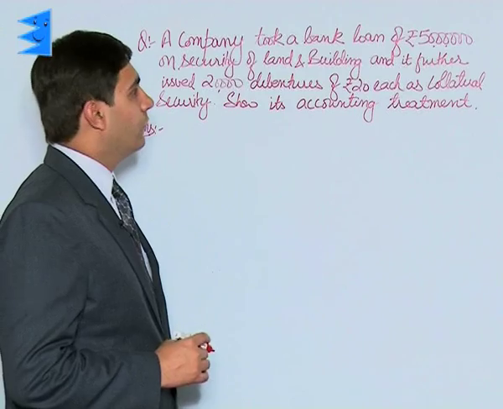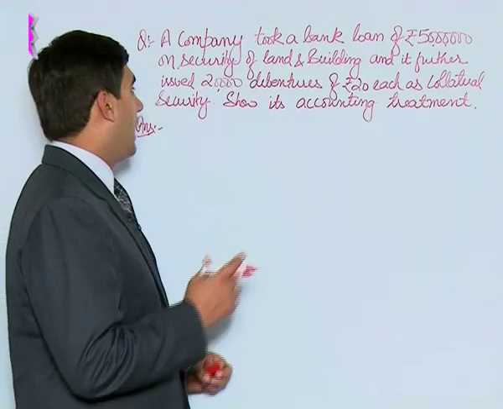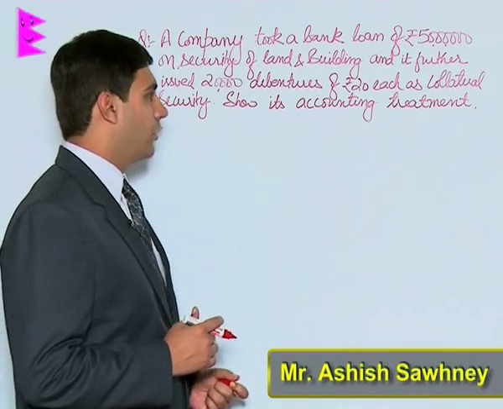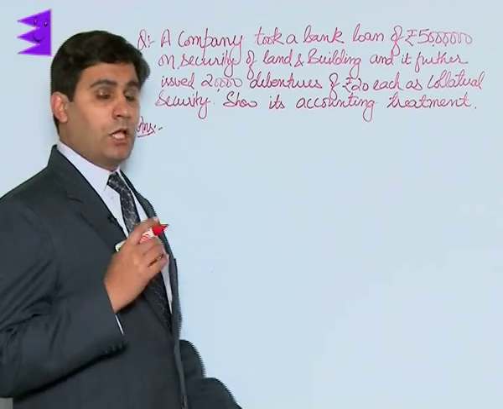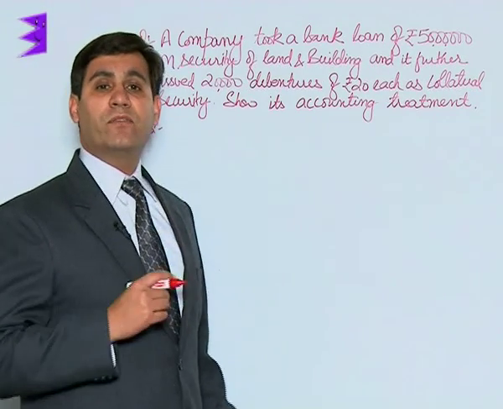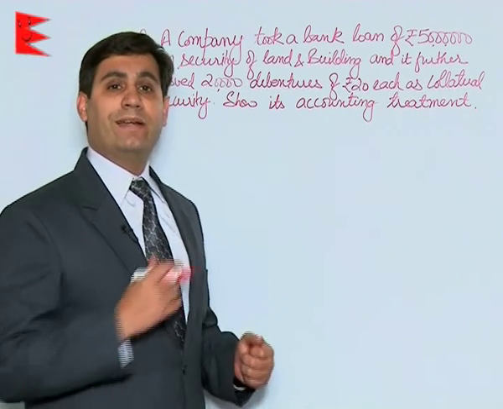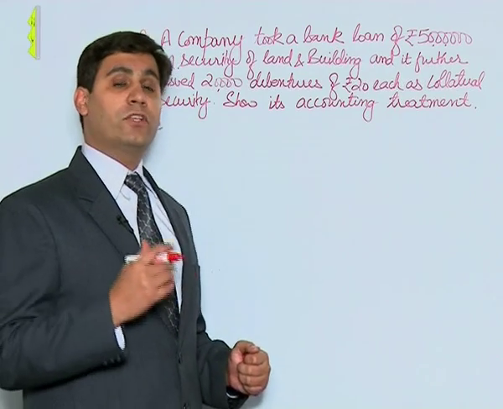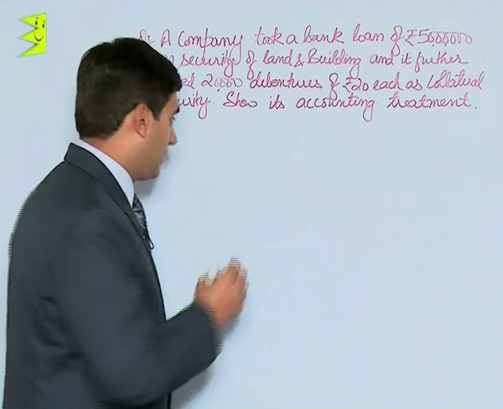A company took a bank loan of rupees 50 lakh on security of land and building, and it further issued 20,000 debentures of rupees 20 each as collateral security. Show its accounting treatment. Now students, we know that the accounting treatment of collateral security can be done in two ways. That is, when journal entry for issue of debentures is passed and when journal entry for issue of debentures is not passed. So let us deal with it on case to case basis.